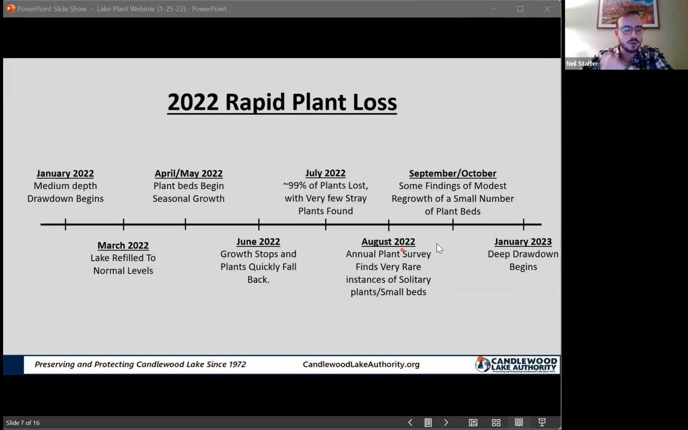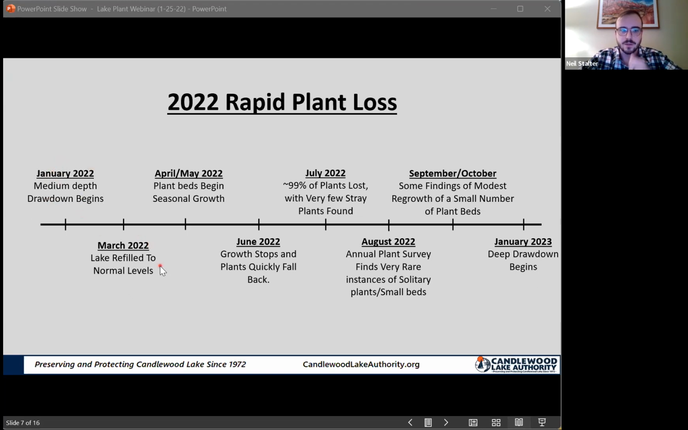I wanted to go through quickly the timeline of events as we saw them and other Candlewood Lake stakeholders saw them this year. So in January of 2022, so last year, it was a medium depth drawdown. That was set between the normal deep and shallow levels, and that was done to potentially help manage the zebra mussels that had been found in Candlewood up to that point. And then there were a few other factors that were considered when that decision was made. So, a medium drawdown that winter.